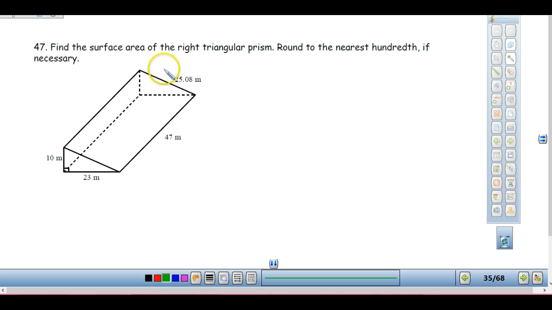Okay, same thing, we have a prism, except for now we have a triangle as bases. So be careful when you're finding the area of your base. Okay, you've got to take 10 times 23 and then divide it by 2. So we have 2 times 115 plus your perimeter of your base, so 10 plus 23 plus it was nice enough to give you your hypotenuse being 25.08. So your perimeter is 48.08 times your height is your distance between your bases, so 47.